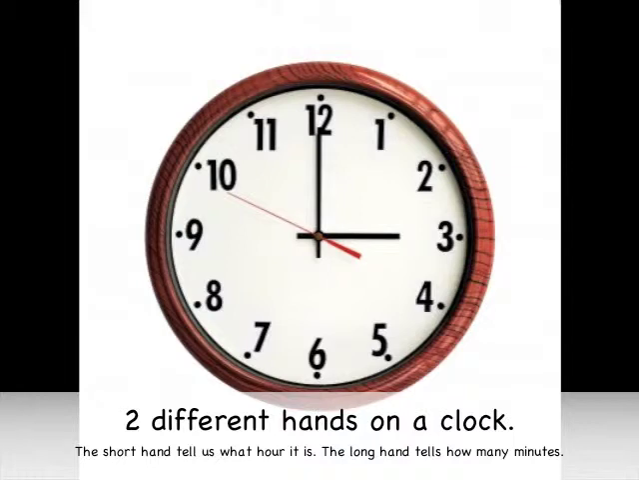Now let's get started talking about the features on a clock. The shorthand, which is the smaller hand, tells us what hour it is. Even when the shorthand is in between numbers, it is always linked back to the last number that the hand touched. The long hand on the clock is called the minute hand, and that tells us how many minutes have passed within the hour. Sometimes a clock even has another hand, and that is called the second hand.